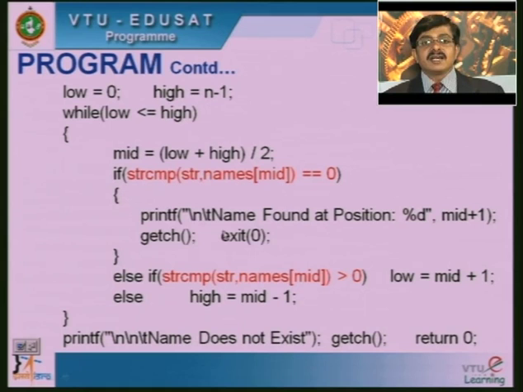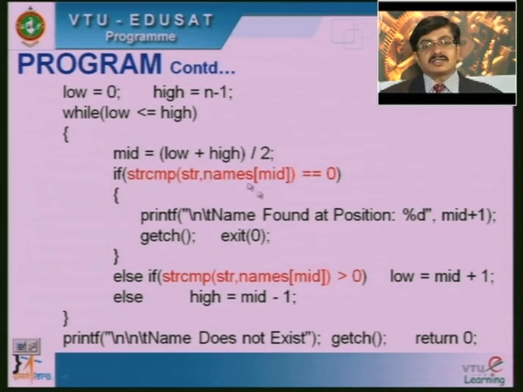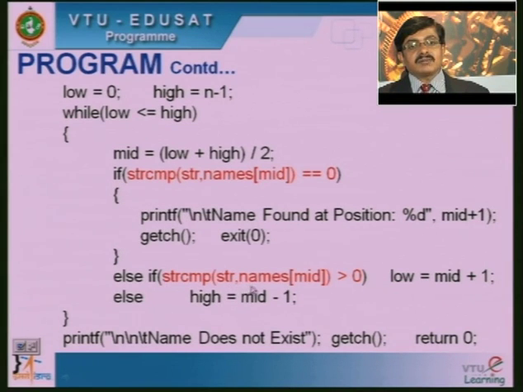So, what we print here is "name found at position %d", mid plus 1, getch, exit(0). I will be terminating the execution in case the name which I am searching is found. Now, else if strcmp(str, names[mid]) is greater than 0, means the str value is greater than the names value. Names of mid means what? The string is greater than the middle name.